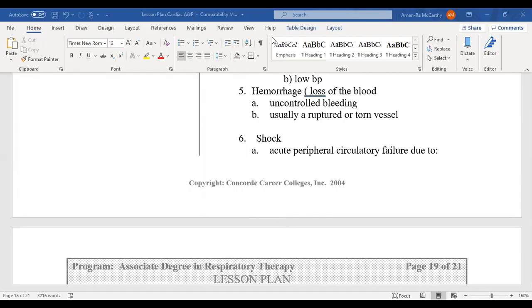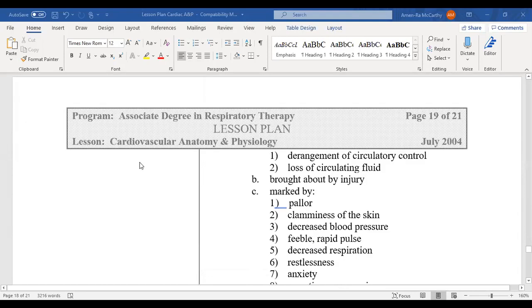Or, and let's see the other ones. Derangement of circulatory control. That means for some reason your body just stops circulating, or a loss of circulating fluid. What is the circulating fluid that goes through your body? Blood. So if you get a loss of blood, you can go into shock. Your body goes into shock.